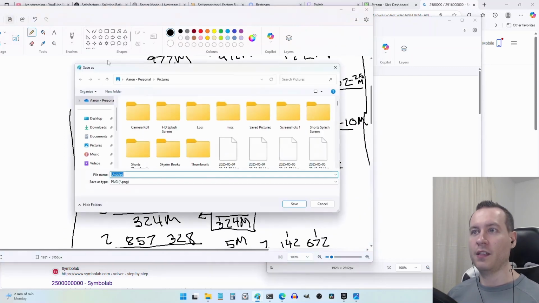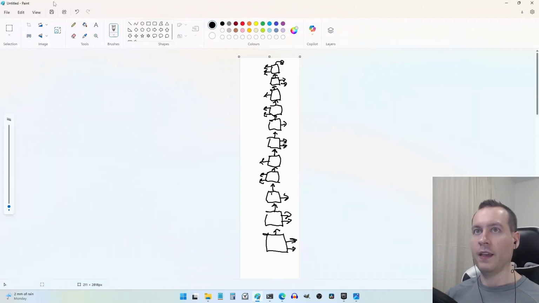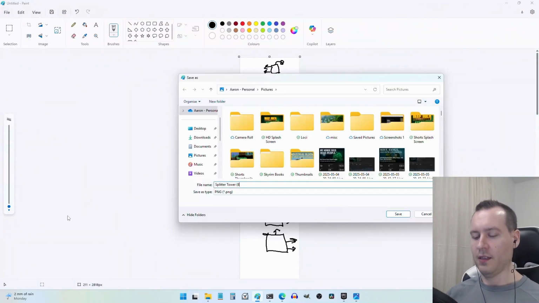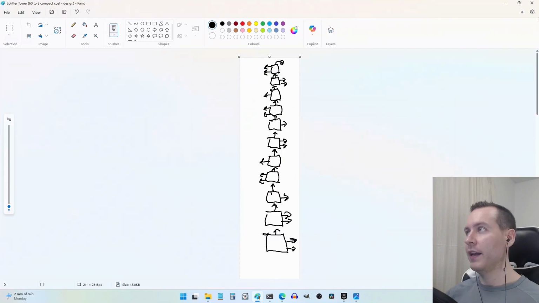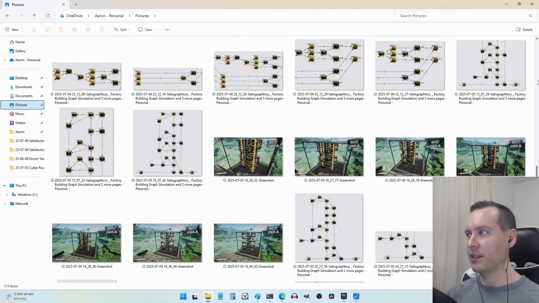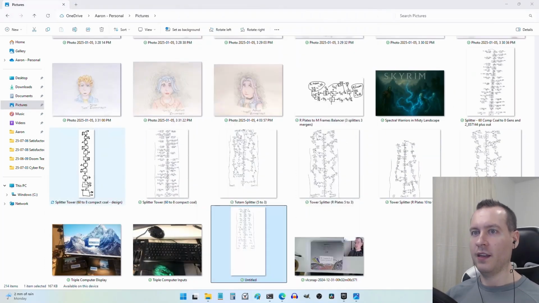I'm just going to save this as, what do we want to call this? This will be a splitter tower, 62-8 compact coal. Then I'm going to save this one as splitter tower 62-8 compact coal, but this one will be the design. And actually I'll open it up as an image rather than in Paint. This extra space is not needed. I'll save that, and then I'll open this up.